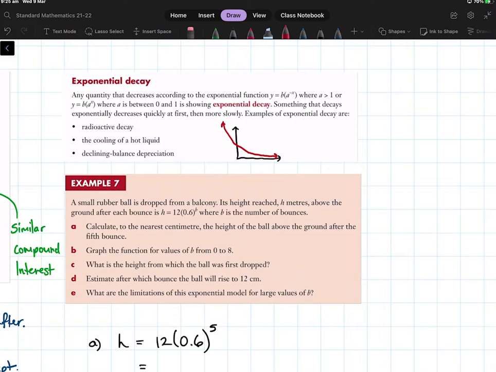The cooling of a hot liquid would follow this as well. Initially it will cool down faster, but as it starts to get closer to room temperature, it slows and slows and slows how quickly it cools. Depreciation, so declining balance depreciation, also follows this law, that something will start off at some initial value and decrease over time, but never actually reach zero, but is effectively worthless after a certain amount of time.